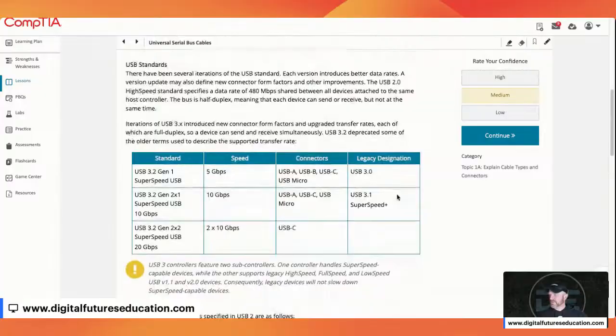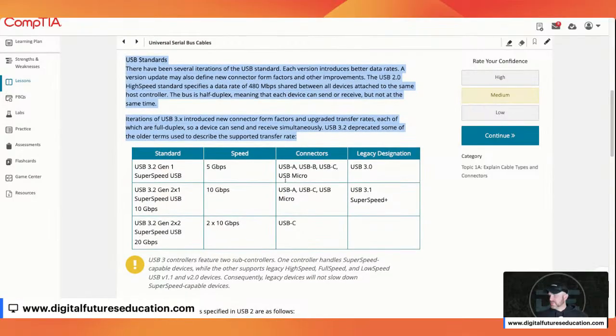So here's an overview of the USB standards, which is an important element of understanding in this section in lesson 1. There are multiple iterations of the USB standard. USB 3.x introduces new connector form factors and upgraded transfer rates, each of which are full duplex, so a device can send and receive simultaneously. USB 3.2 deprecated some of the older terms used to describe the supported transfer rate.